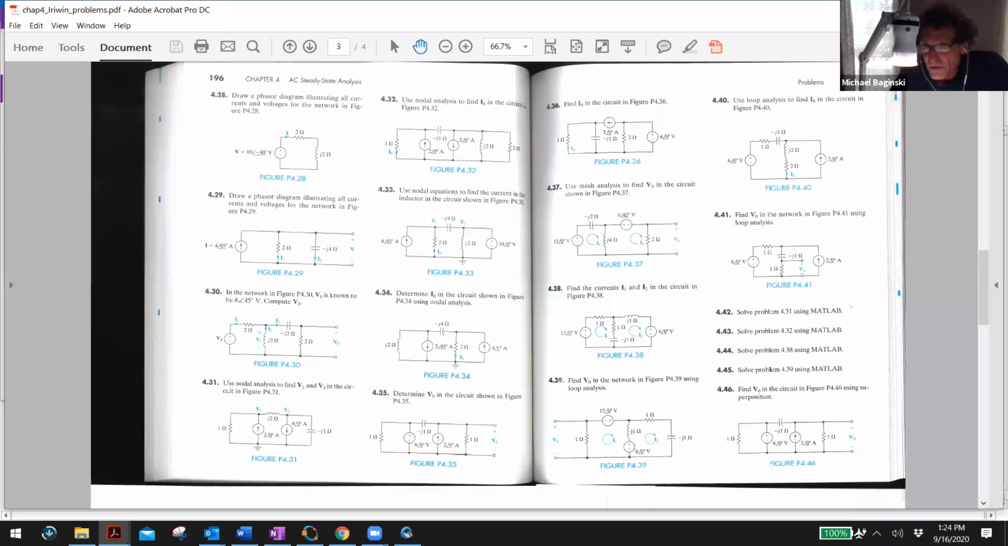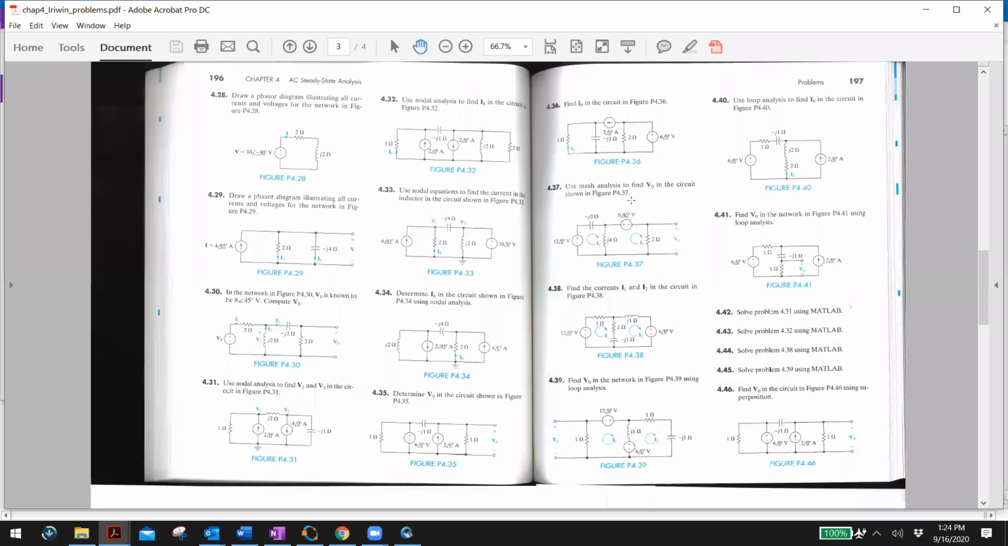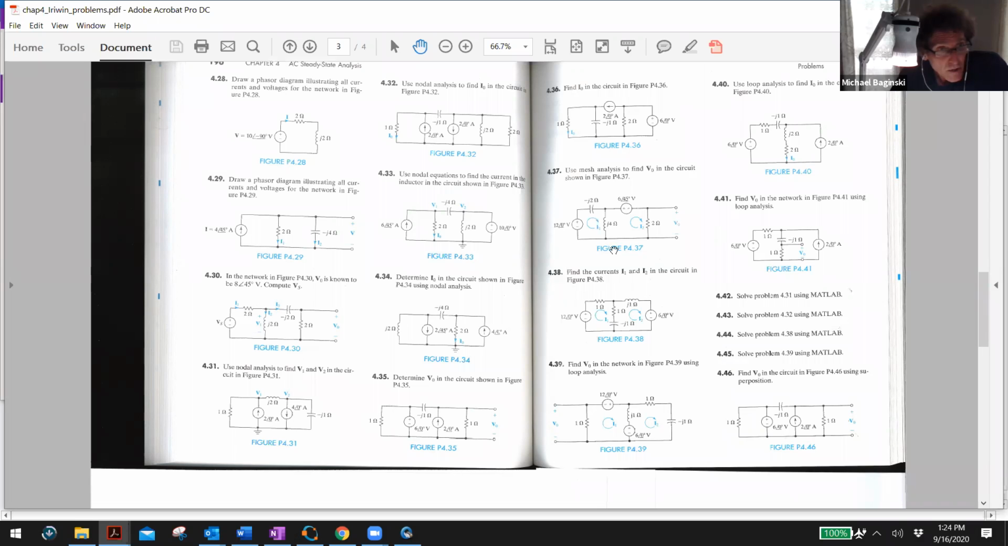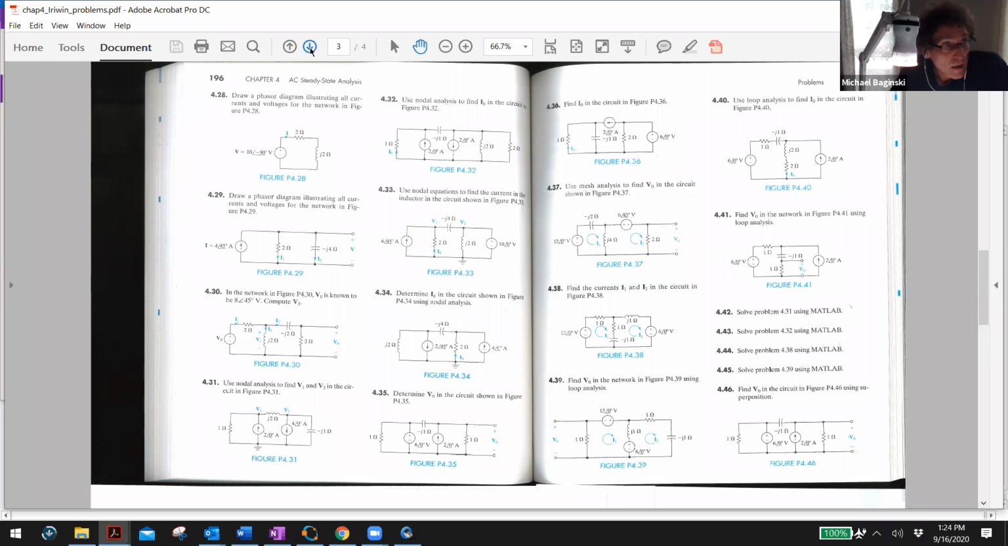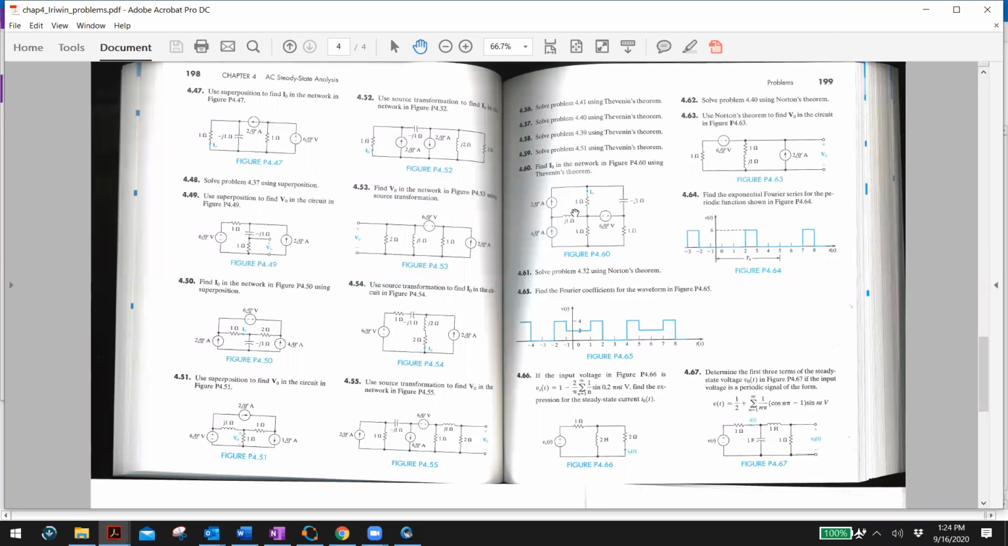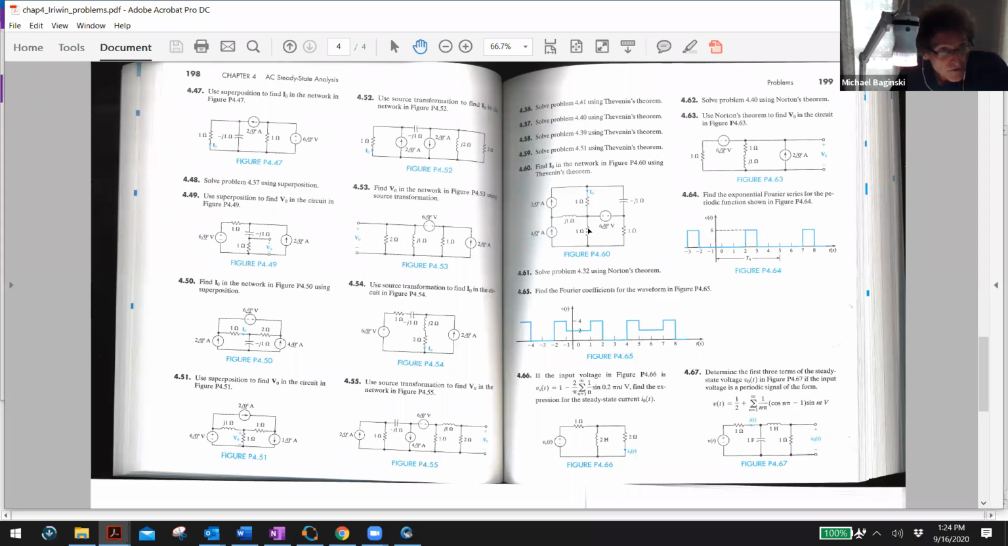Anybody else have questions? Yeah, I have a question. Can you walk through how you got the open circuit voltage on 460? 460? Yes, sir. Okay, hold on. This one? Correct. All right.